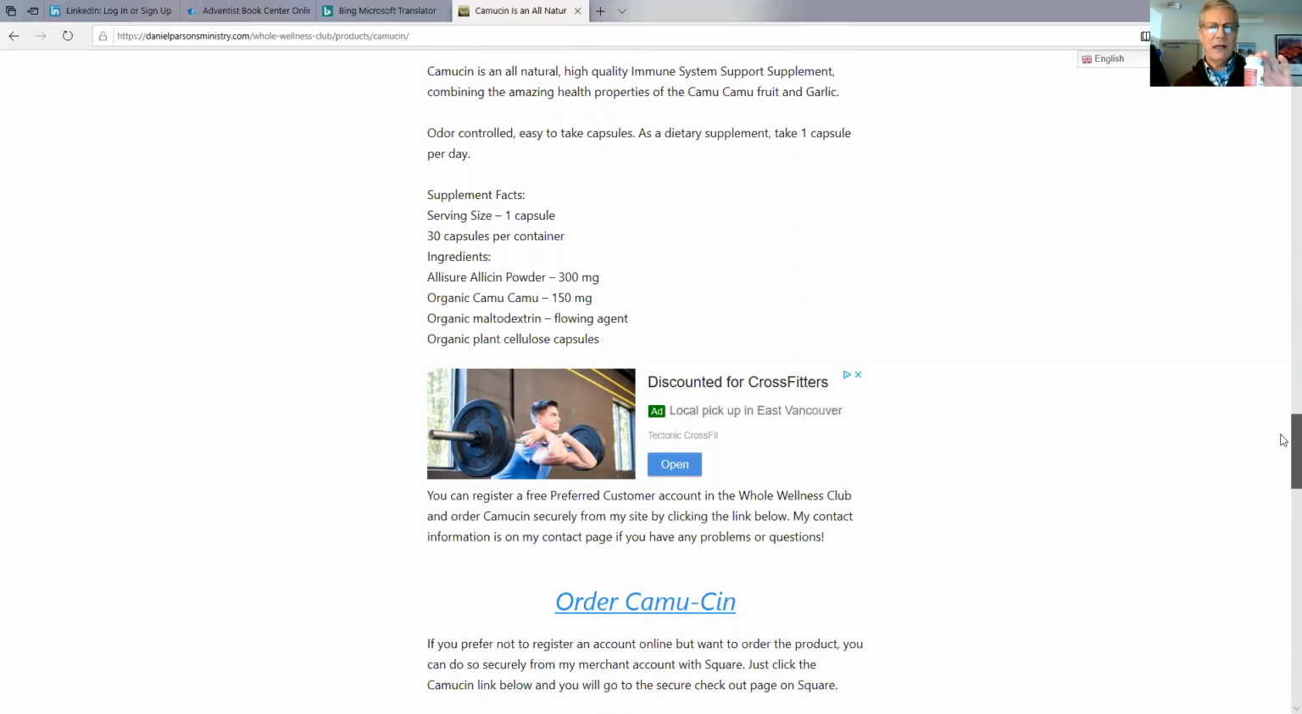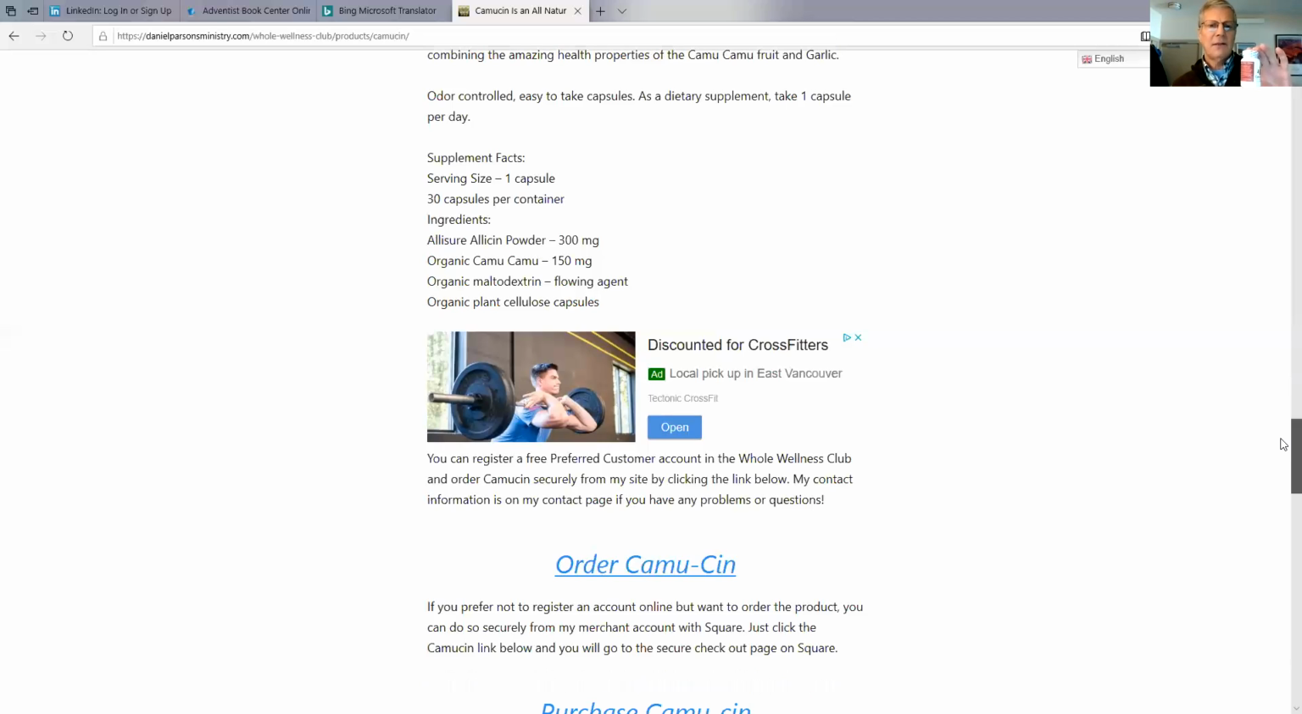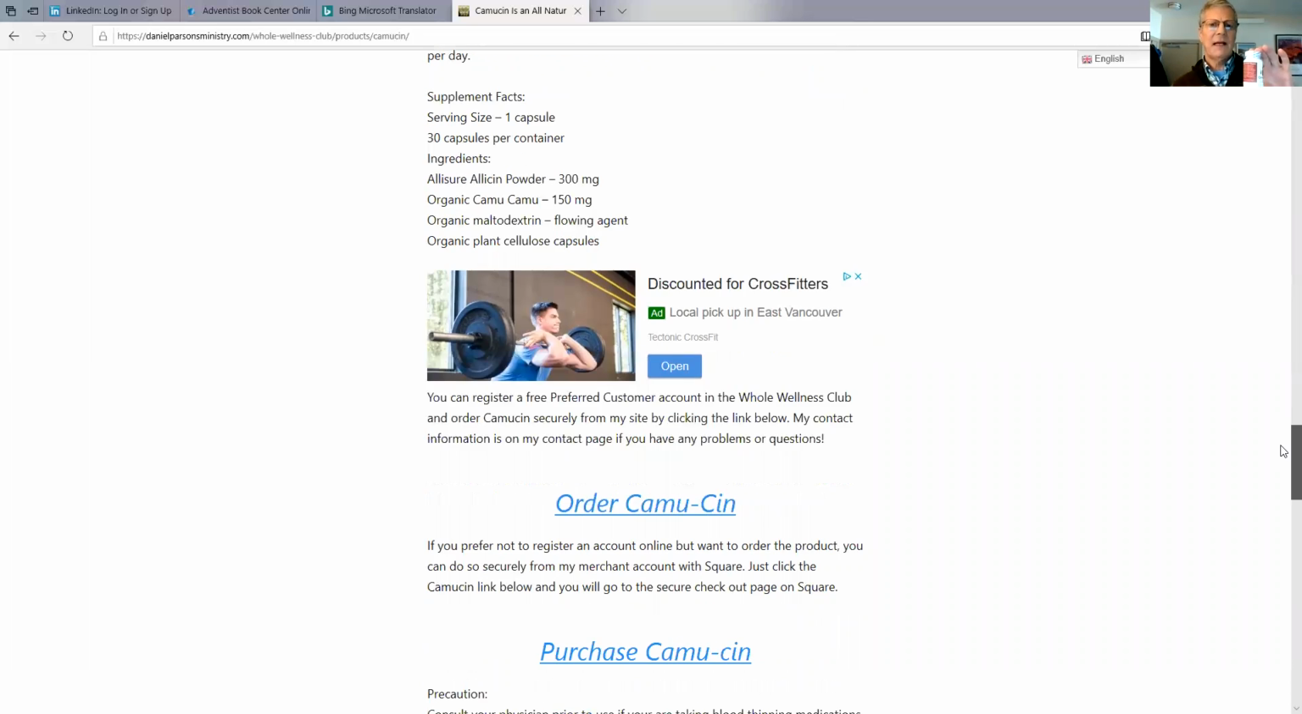Now, a British biochemist by the name of Dr. Peter Josling was able to find a way to stabilize that really healthy chemical that's released when you chop raw garlic cloves. So you're getting an incredible health supplement, and it's affordable. It contains 300 milligrams of the Allicin powder, 150 milligrams of the organic Camu, organic maltodextrin for the flowing agent, and organic plant cellulose capsules. That's all you're going to get.